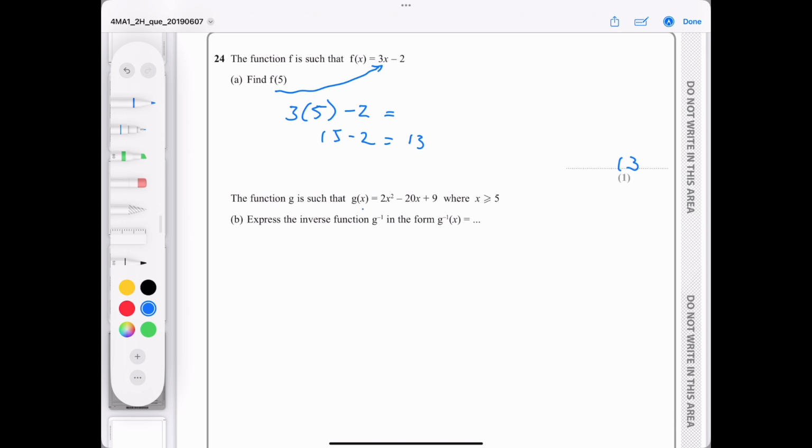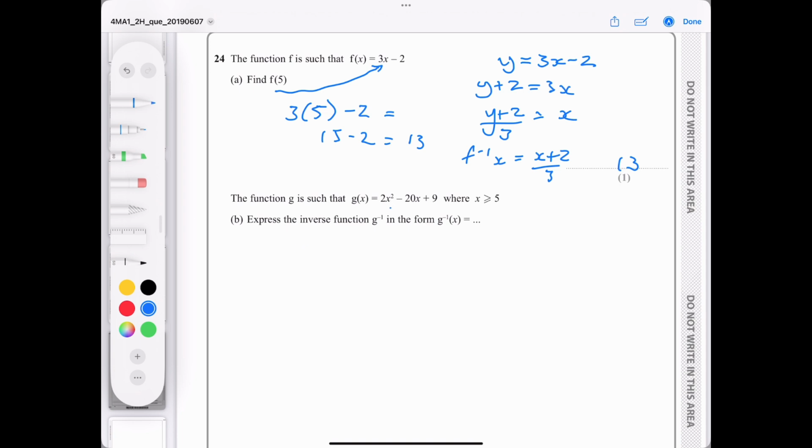Now the function g is such that g of x equals that, where x is greater than or equal to 5. Express the inverse function in that form. Okay, so we're going to find the inverse function. So if we were finding the inverse function of this one, we would say y equals 3x minus 2. And then we'd have to get x on its own, so we'd add 2 onto both sides. And then we would do y plus 2 over 3 equals x. And then you would just say f inverse of x equals x plus 2 over 3. And that was how you do that. Don't write that on your own paper.